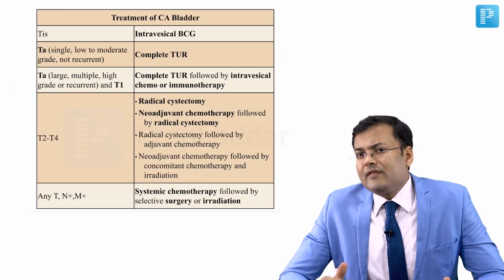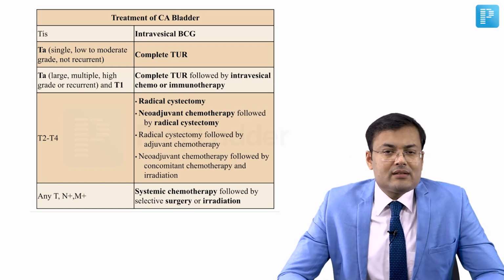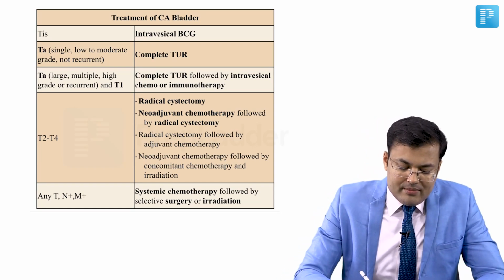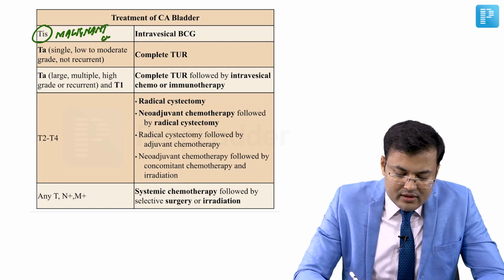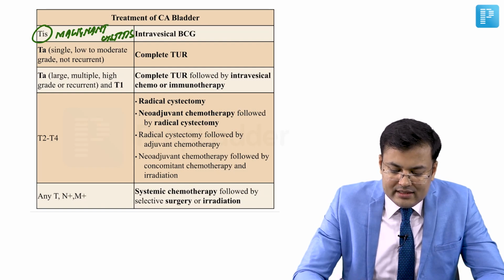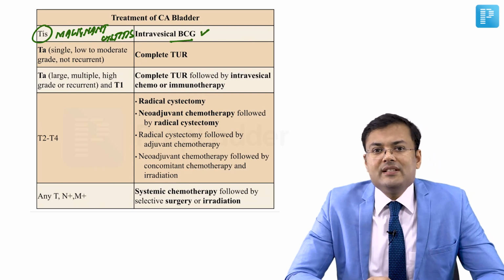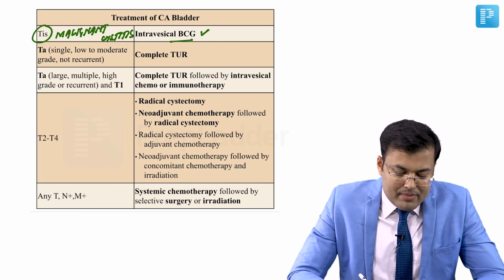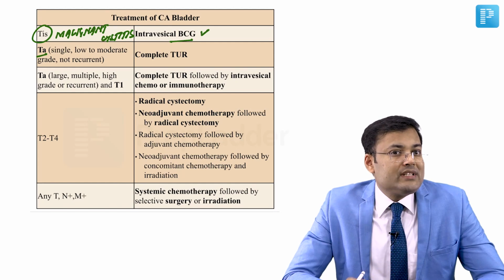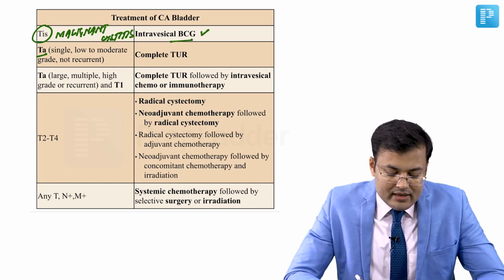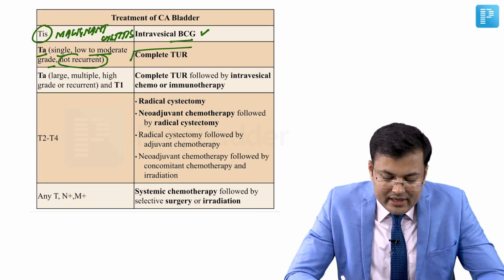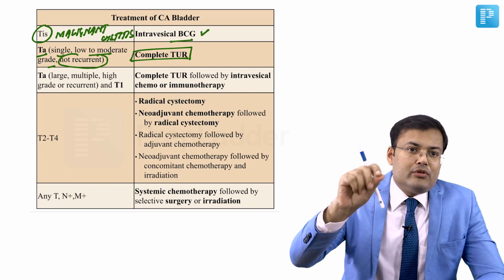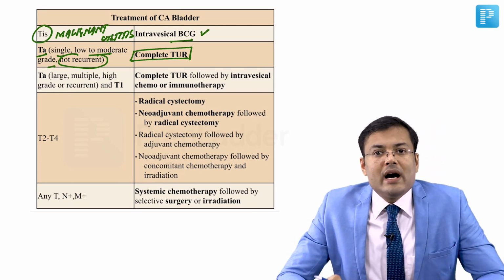Since it's a favorite topic of AIIMS and INI-CET people, let's discuss the management of CA bladder. If a patient is having TIS, also known as malignant cystitis, in this case we give intravesical BCG. And if a patient is having a papillary tumor, also known as TA, that is single, low to moderate grade and non-recurrent, in that case go for transurethral resection, known as complete TUR.